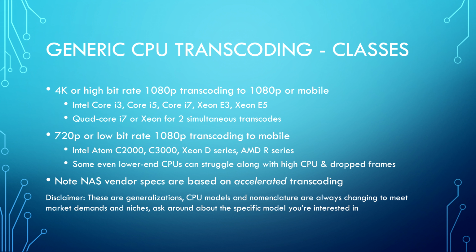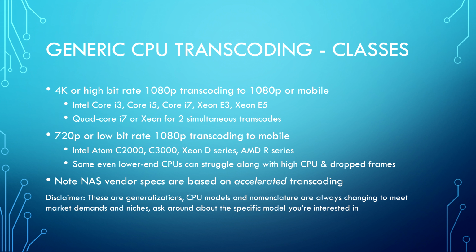For 720p or lower bitrate 1080, you can generally get by with some of the lower power CPU solutions, such as the Intel Atom Avoton C2000, although those have a hardware problem where they're failing after about 18 months. So if you're buying a C2000 series, you probably want to look into the warranty situation. Or the new Denverton C3000 series, the Xeon D series, which is kind of halfway in between an Atom and a Xeon E3, or the AMD-R series.